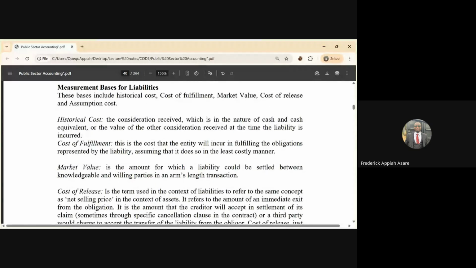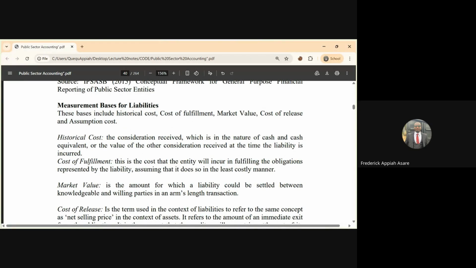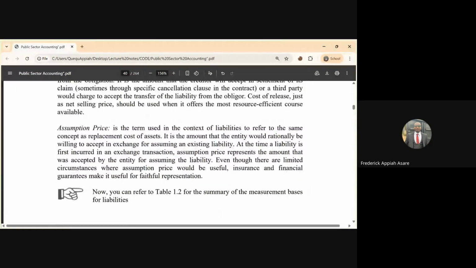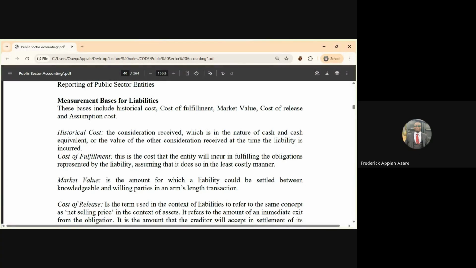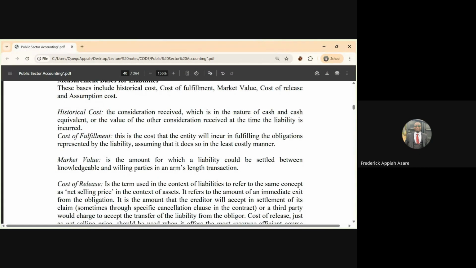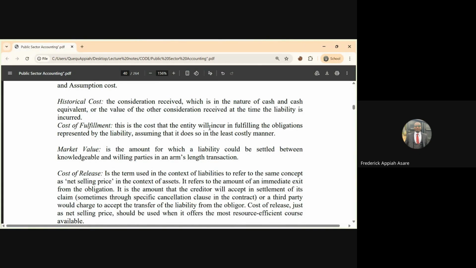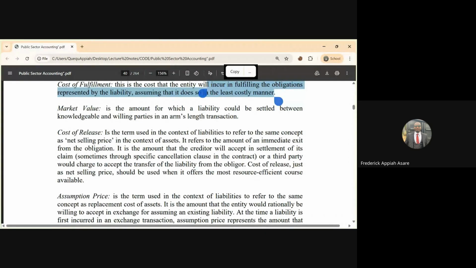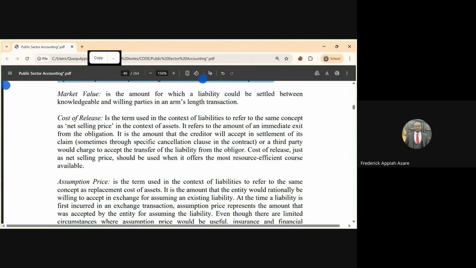Now, when it comes to measurement for liability, that one uses historical cost, cost of fulfillment, market value, cost of release, and assumption cost. And they have all been explained under this section. Historical cost is a normal historical cost that we did under the assets. The cost of fulfillment is the cost that the entity will incur in fulfilling the obligations represented by the liability, assuming that it does so in the least costly manner. Then the market value is the amount for which a liability could be settled between knowledgeable and willing parties in an arm's length transaction.